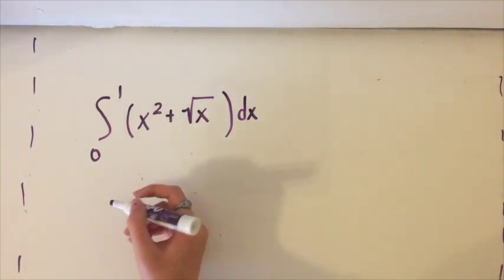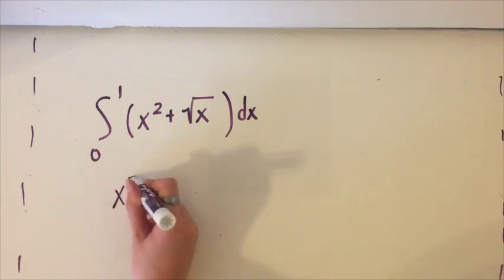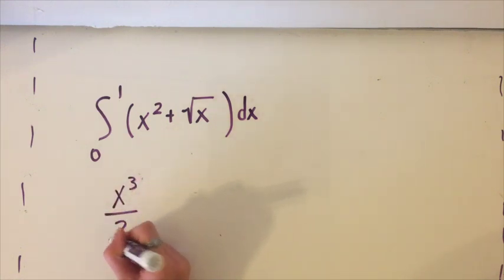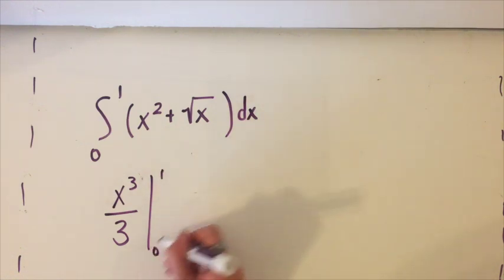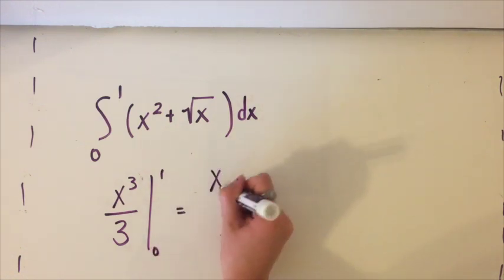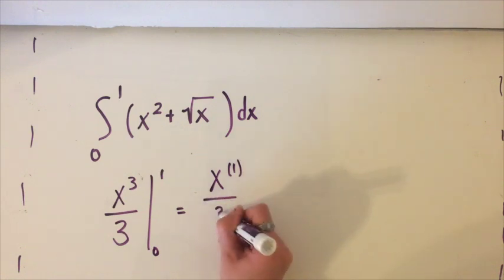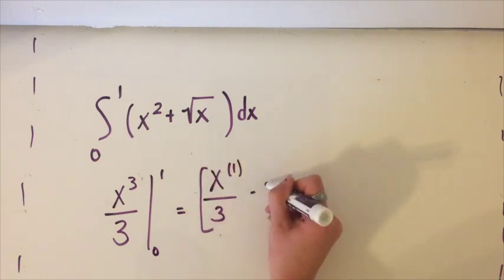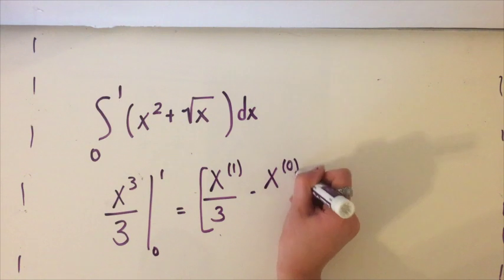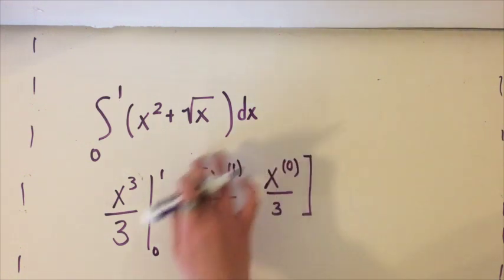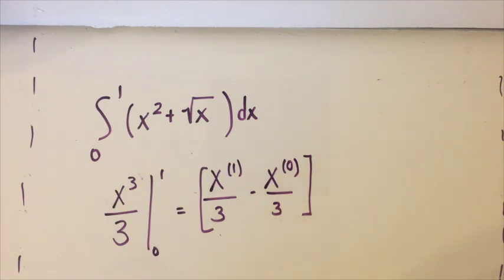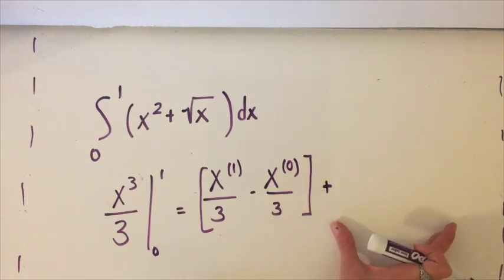Okay, so we figured out that x to the 3 over 3 is the antiderivative, and now we're going to evaluate for that first chunk of the problem. So let's plug in 1 and then subtract and plug in 0. Okay, so that's the first little chunk of the problem. We're going to add to this the second chunk of the problem.